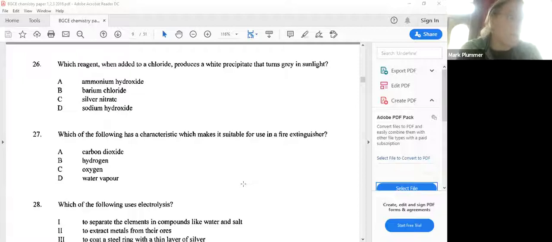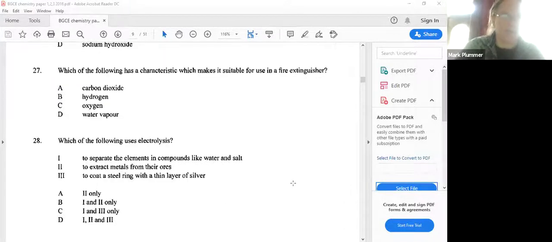What if you've got an electrical fire? You don't want water vapor anywhere near an electrical fire, do you? So that leaves you with the most suitable gas for putting out electrical fires. Number 27, the answer is A, carbon dioxide.